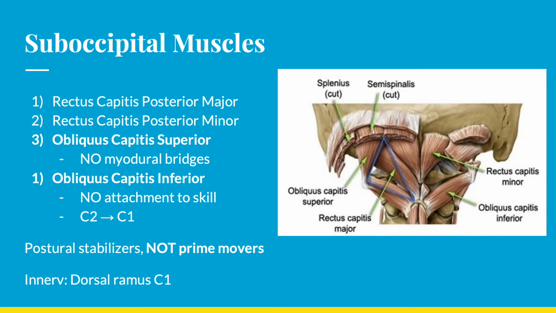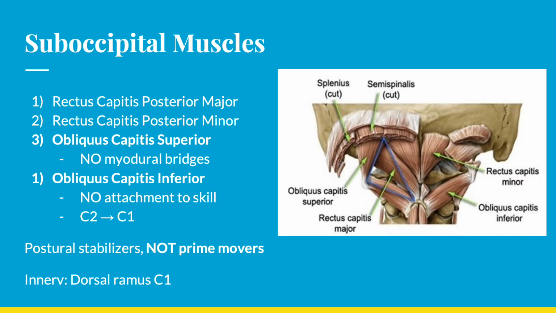We have gone over the suboccipital muscles a couple of times already, and they will keep coming up time and time again throughout your curriculum, so I guess you can never hear these things too many times. So know the 4 muscles, 1, 2, 3, 4, and know which ones are unique. So I would want to be able to list all of them out. So the RCP major, RCP minor, obliquus capitis superior, and obliquus capitis inferior.